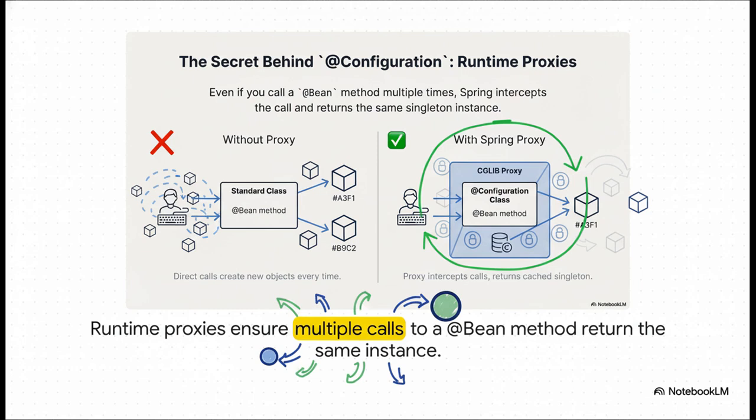Okay, now for a really deep-cut pro-level bit of info. Ever wonder how in a @Configuration class, if you call an @Bean method 2 or 3 times, you always get back the exact same object? The secret is that Spring doesn't use your class directly. It creates a proxy, a sort of wrapper, around it at runtime. This proxy intercepts any calls to your bean methods and makes sure that it only ever creates the bean once. Then it just returns that cached version every other time.